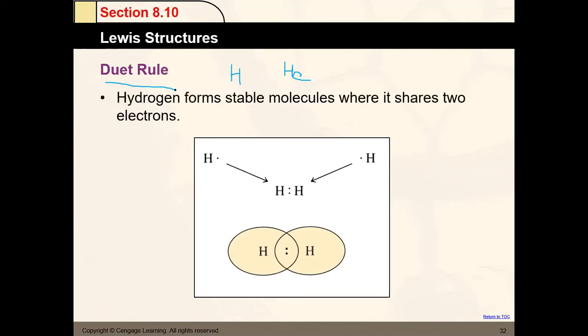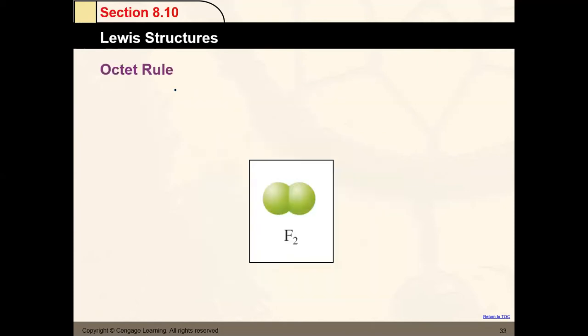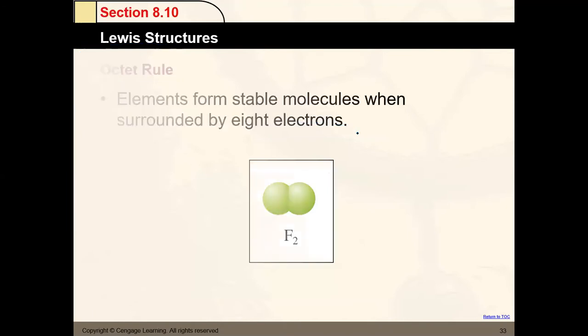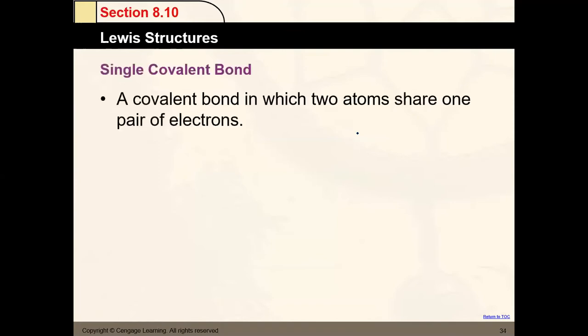The octet rule, which is the most popular and the one that applies for most of our elements, says that the elements try to be surrounded by 8 electrons. In the case of fluorine, it tries to get surrounded by 8 electrons. So how do I do that representation? Let's go now to the Lewis structure.